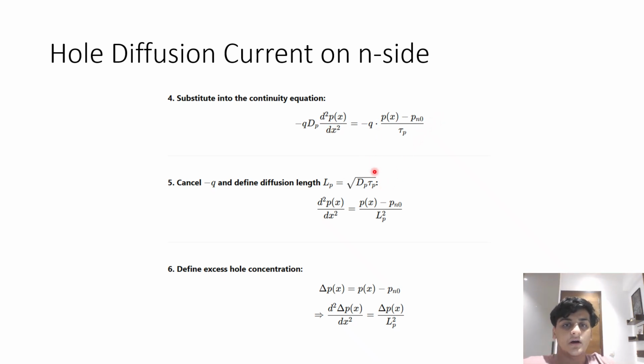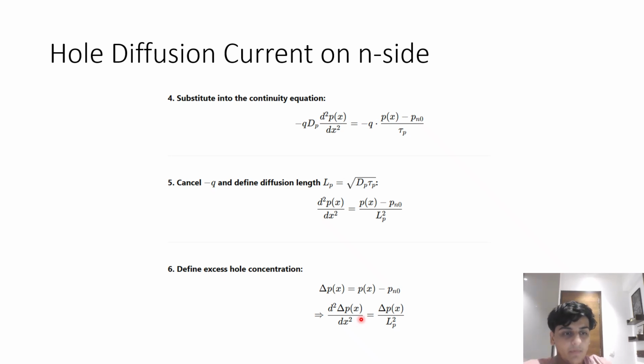Now we define some new quantity called diffusion length as the square root of D times tau, and we get that as L_P squared. This is not an important part, it's just something that's done by convention. Now we can define p(x) minus the equilibrium value of p as the excess concentration. When we take the double derivative on both sides, we can replace this expression by this expression since this is a constant, and we get this differential equation with respect to the excess concentration.